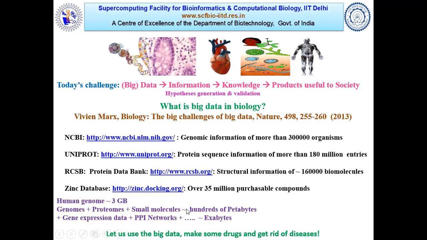Now, there are other issues. The big data, of course, will be even bigger and bigger if you add genome plus proteome plus small molecules. And if you add gene expression data and protein-protein interaction networks, we're talking of exabytes. I'm sure you understand what this is, right? Giga is 10 to the 9. Tera is 10 to the 12. Peta is 10 to the 15. Exa is 10 to the 18 bytes. That's a huge amount of data, right? So let's use this big data, make some drugs, and get rid of disease. That's the goal for today.